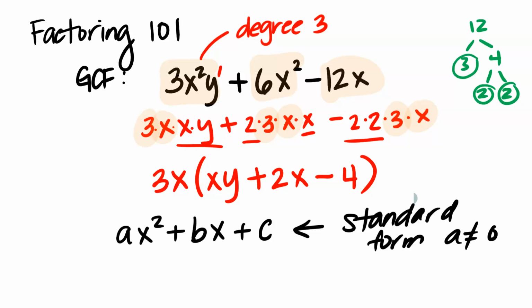Because if a equals 0, we just have a linear term, right? We just have bx plus c. This wouldn't be there, and so there really isn't a whole lot to talk about there.